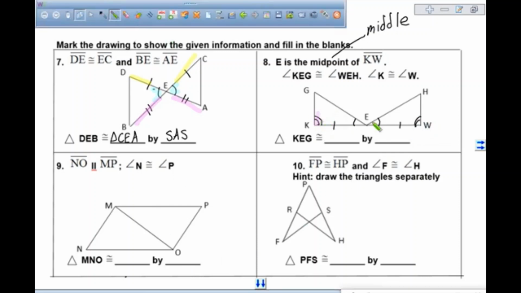So we have two sets of angles that are congruent and a set of sides that are congruent. So we have two angles and the included side. That means we have angle, side, angle, and triangle KEG is congruent to triangle WEH.